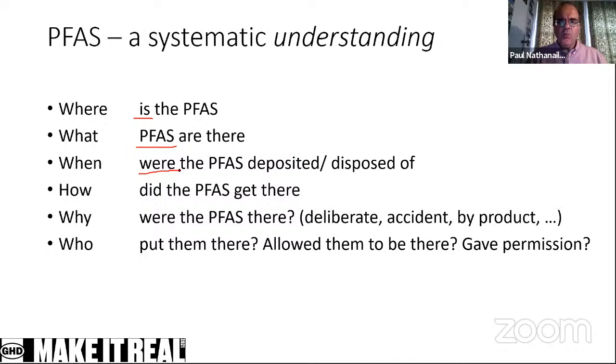When were they spilt, deposited, disposed of? And that's important for two reasons, one of which is it gives us an idea of how much time they've had to spread. And the other one is in the last question. How did they get there? Is there a leaking pipe? Were they deposited as waste? And why are they there? Were they put there deliberately, perhaps with permission? Was there an accident? Were they a byproduct of something else?